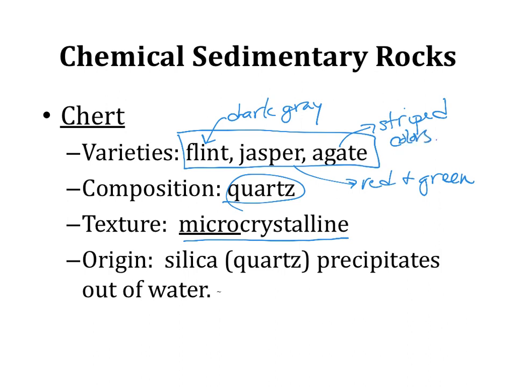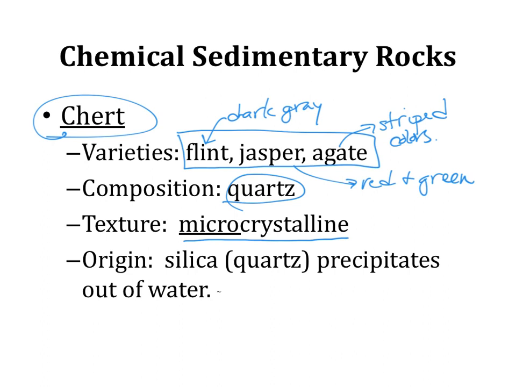So again, it's made of quartz always. Chert is always made of quartz. And by the way, these variety names are not the names of the rock, right? The rock name is chert. So when you discuss the rock, you're talking about chert.